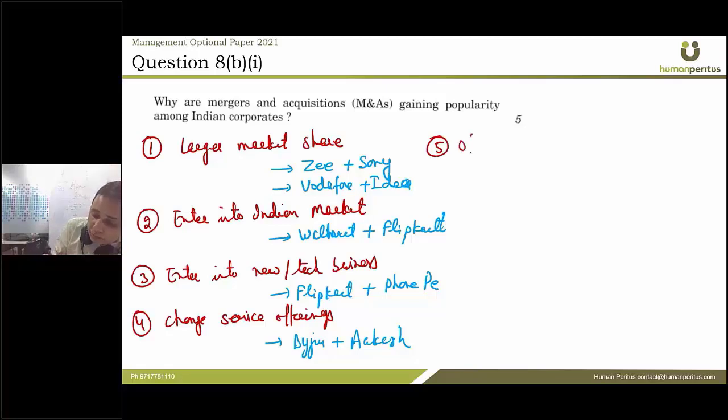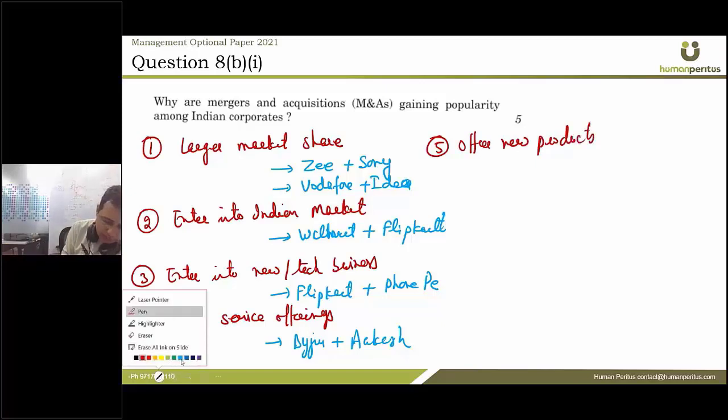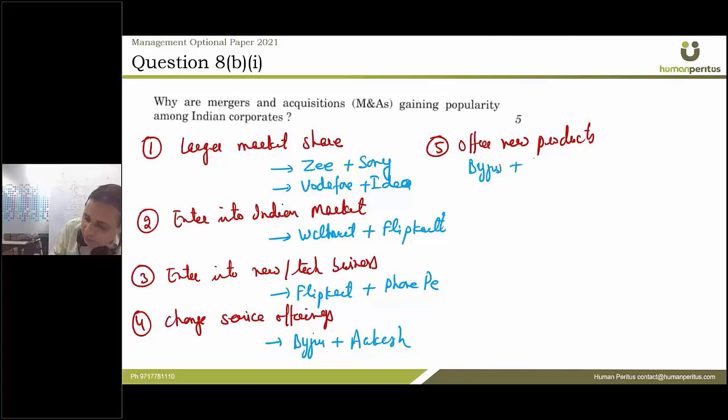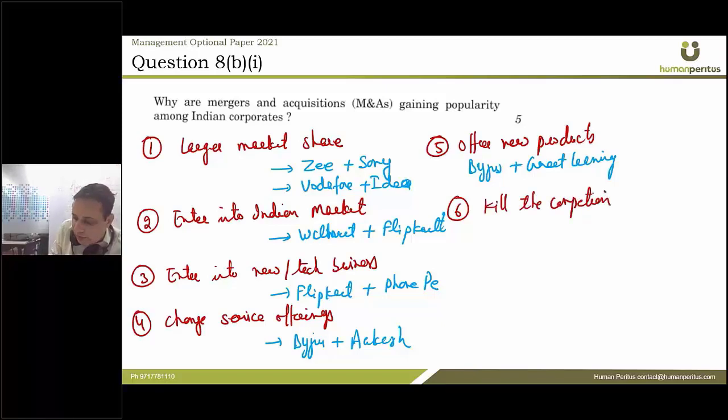Sometimes they want to offer new products, and we'll take Baiju's only. So when Baiju's acquired what? Great Learning company. So why did they do that? Because they wanted to enter into professional courses. Let's take one more, and it's very interesting. Sometimes you acquire a company just to kill the competition, and I'll give you an interesting example.